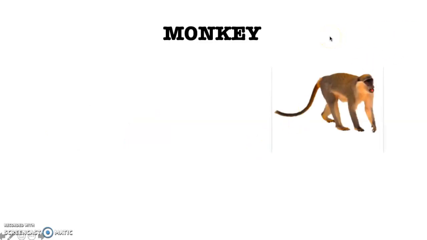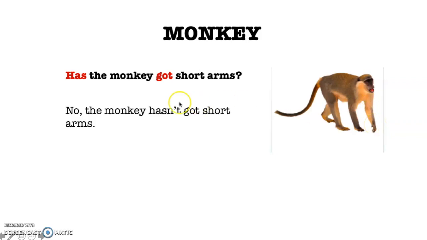The next animal I have here is a monkey. Do you like monkeys? I really like monkeys. Look at the question. Has the monkey got short arms? What do you think? No, the monkey hasn't got short arms. Or no, it hasn't. Remember that you don't use the two answers together. This is one answer and this is another one.